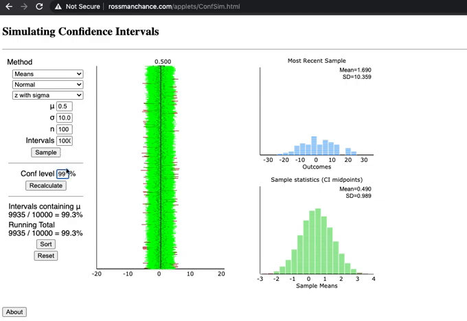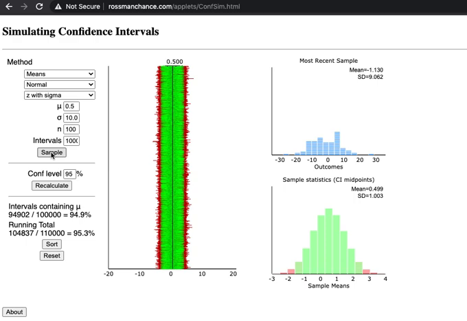Let's change this back to 95. Add another 0 here. So now let's run 100,000 times. We've got almost a perfect distribution here. The last sample that was run looked like this, but when you aggregate them all together, you get this kind of shape.